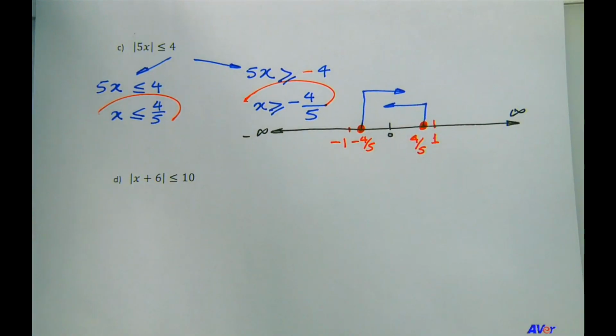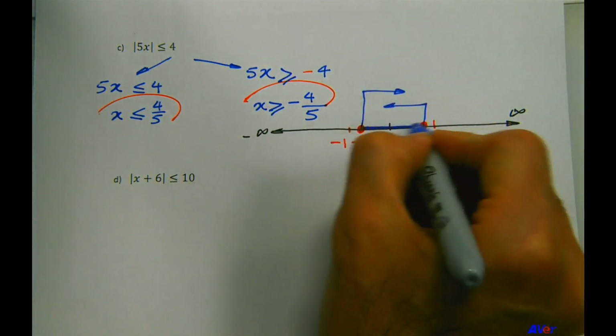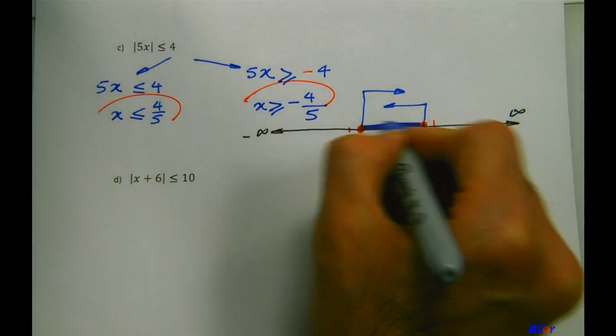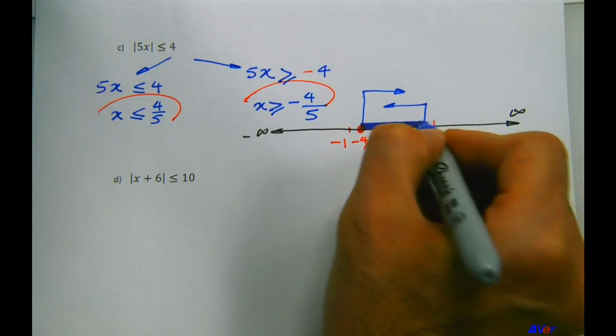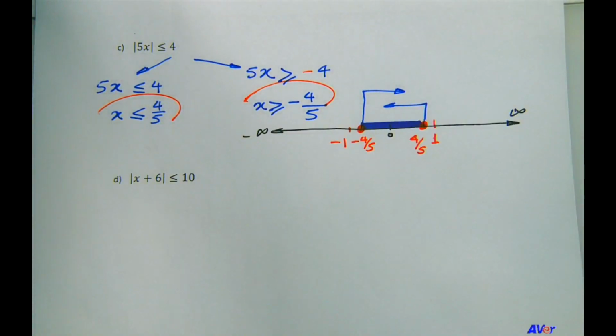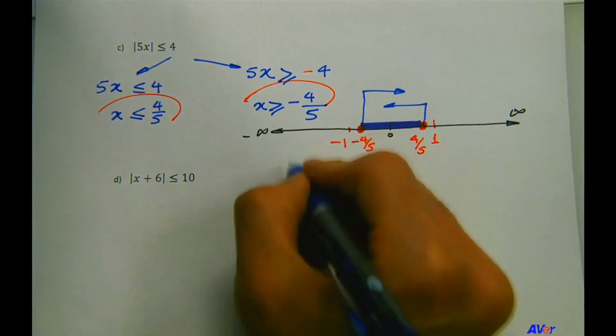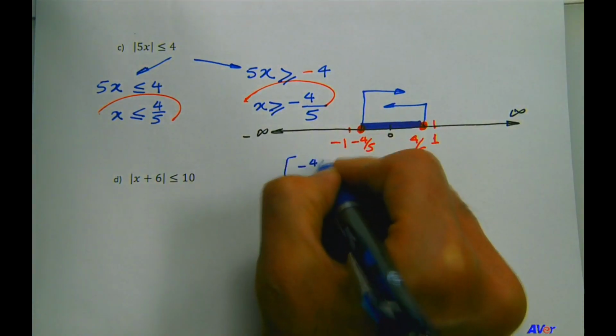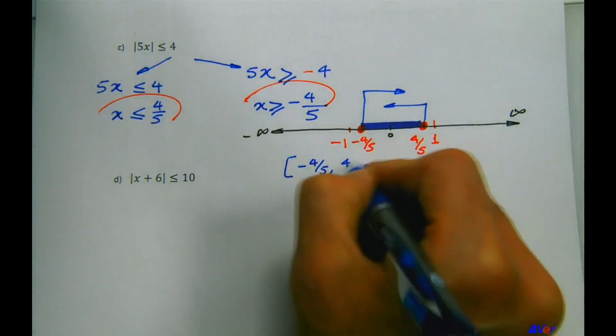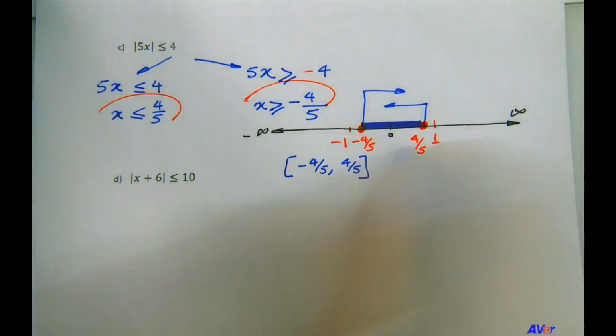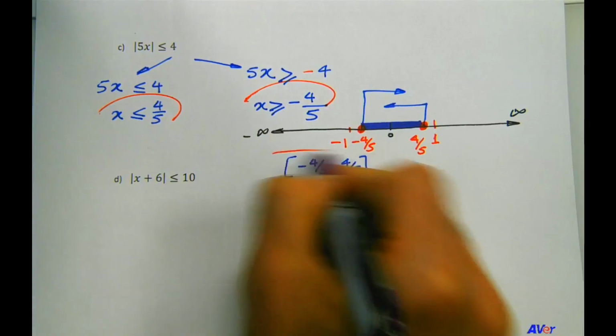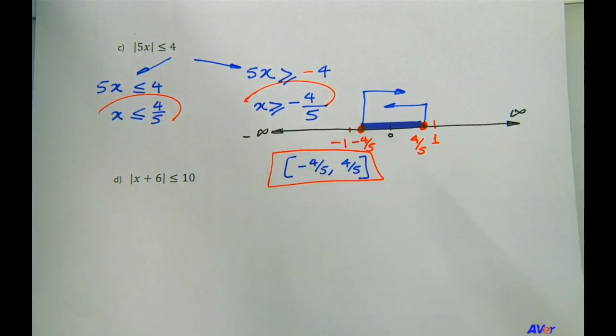So where is the final solution? The final solution is the overlapping piece, because these two solutions do overlap. If they don't overlap, like the previous example, we're going to take the union. But if they do overlap, the overlapping piece is the solution. So we have bracket negative 4/5, comma, positive 4/5, close bracket. And this is our final solution shown using interval notation.